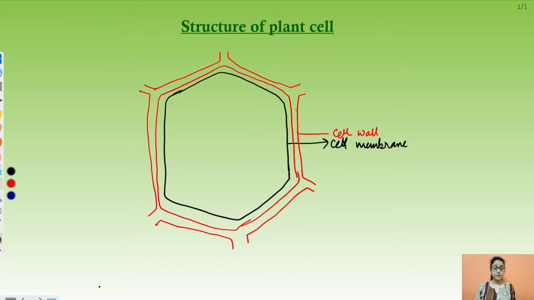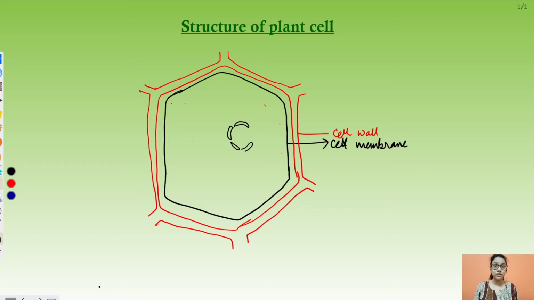Inside the cell membrane, there will be the presence of cytoplasm, and in cytoplasm we can find the well organized nucleus and certain cell organelles. This is the cytoplasm portion. Inside the cytoplasm, at the center portion, we can find an enlarged structure of a nucleus, or enlarged nucleus.